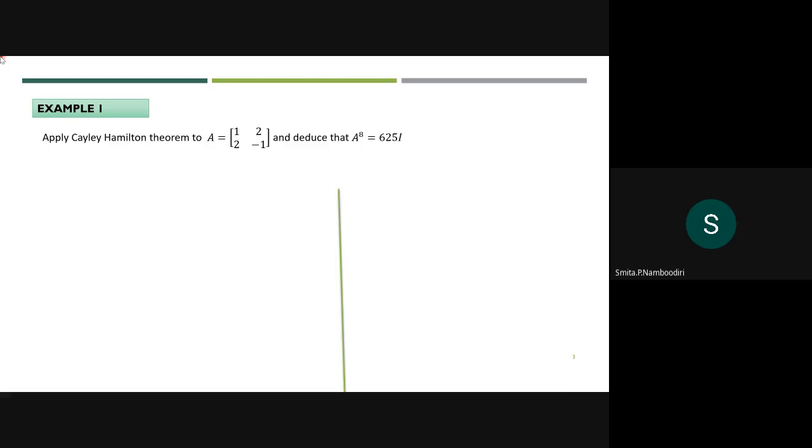So what we have to do is apply the Cayley-Hamilton theorem to A. The first step is to calculate the characteristic equation of this matrix. As we are given a 2 by 2 matrix, we have to apply the direct formula for calculating it.